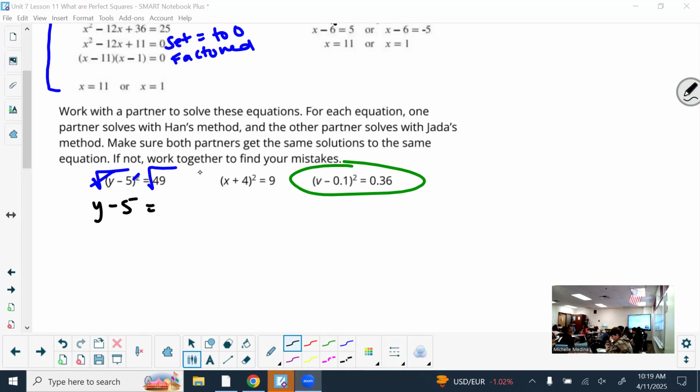And class, what's the square root of 49? And let's put plus or minus 7 whenever we're doing a square root and solving. Put the plus or minus, because there's usually 2 answers. Table 4, what would be the next step?